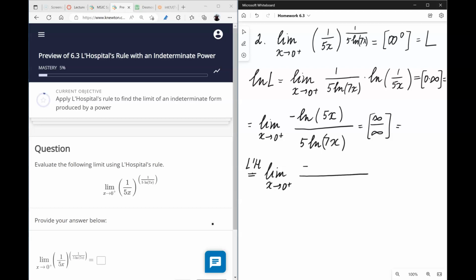So we have negative 1 over 5x times 5, and here we have 5 times 1 over 7x times 7. X is gone, 7's gone, 5's gone. So the final answer is negative 1/5. And remember, this is ln of L. L is equal to e to the power negative 1/5.